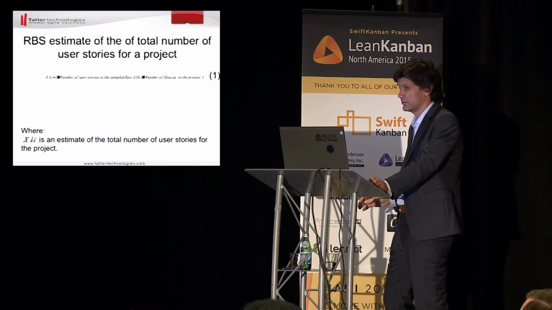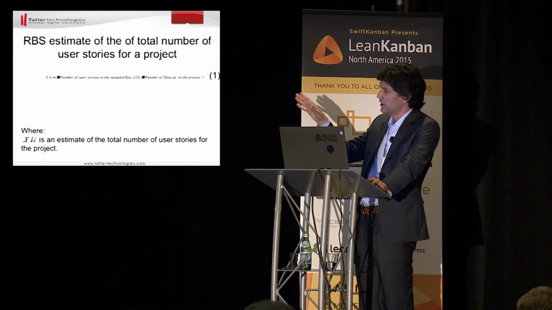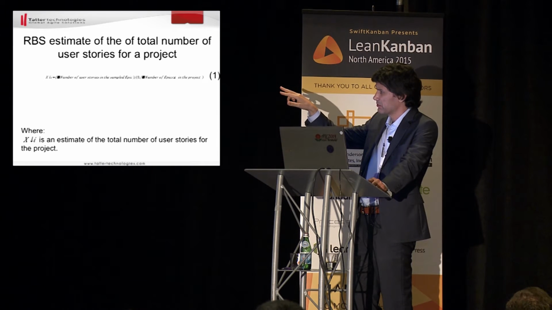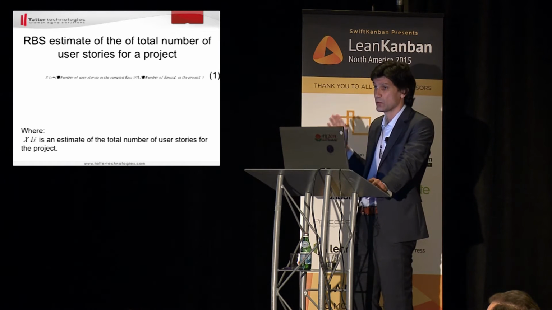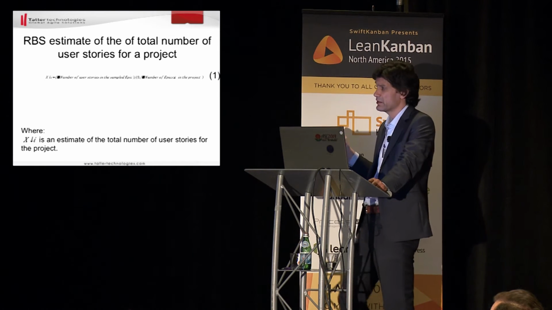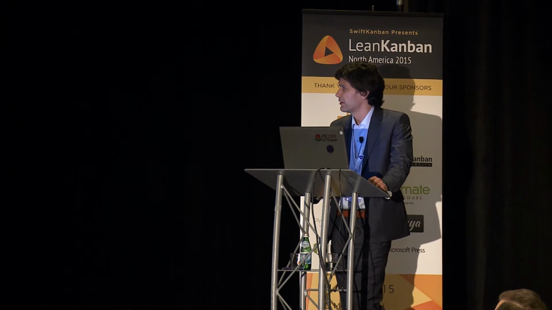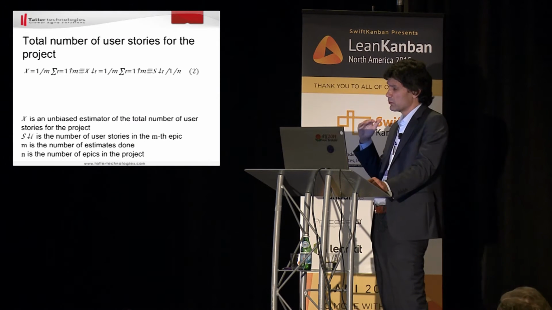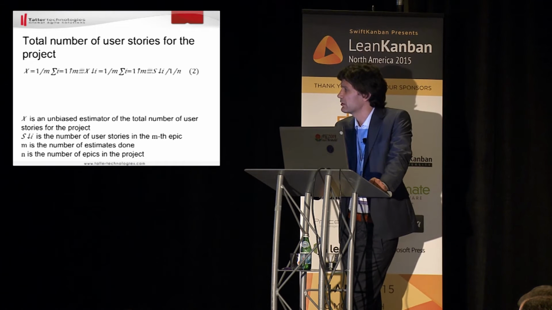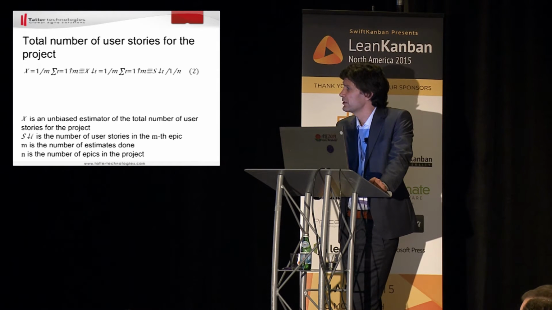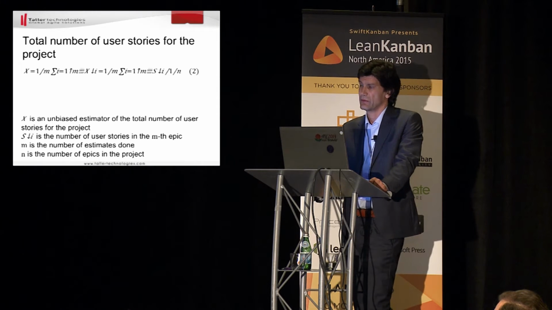So here's the formula. There is no need for you to remember it or anything. It's really simple. We just need the number of user stories in a sample epic and the total number of epics in the project. Again, it is available as an article on infoq.com, so you'll find it there. And then we do several samples, and we average the results, and that's the formula for averaging the results. And we actually come out with the number of user stories for the project.